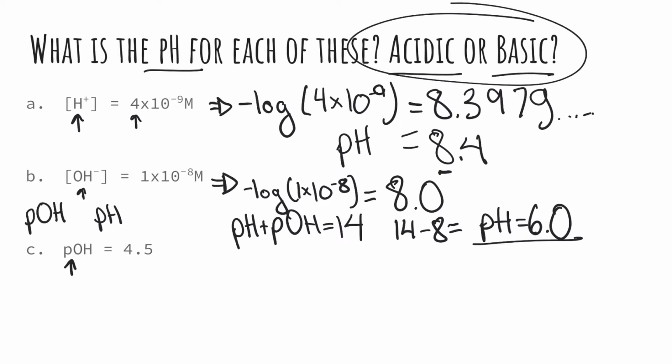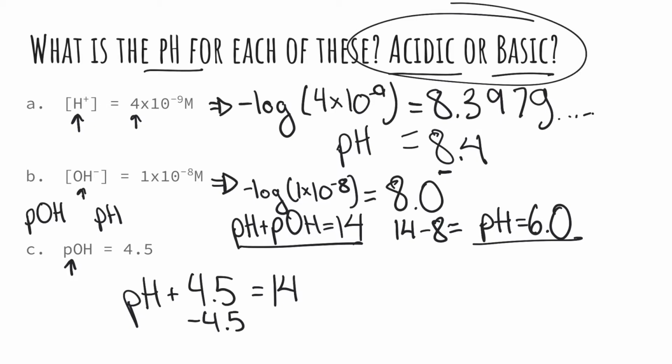Lastly, I'm given the pOH value. I need to get to pH. I'm going to use the same equation here. I have pH plus 4.5 equals 14. So subtract 4.5 from both sides. That gives us a pH value of 9.5.